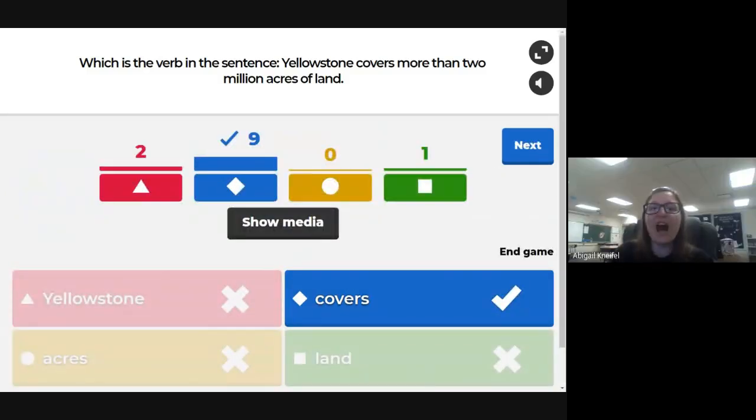What is the verb? What can be done in here? If I can even get it. There we go. The correct answer is covers. Something can be covered, or if I cover something. So the correct answer was covers.